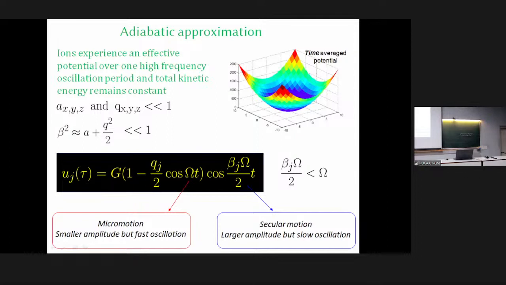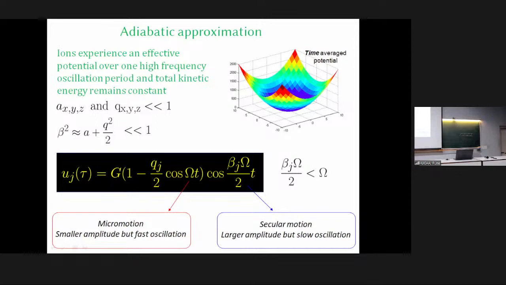And this cosine term corresponds to micromotion. This cosine term gives one type of motion to the ion, and that is called micromotion. And this cosine term gives another type of motion to the ion, that is called secular motion.